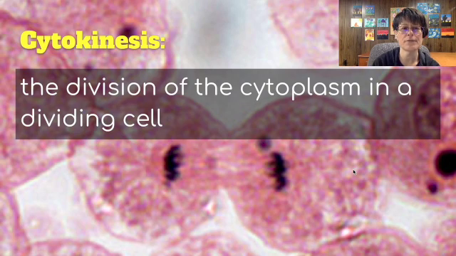Now, the last phase of the cell cycle, not part of mitosis, part of the cell cycle, is cytokinesis. This is the division of the cytoplasm in the dividing cell. And cytokinesis can actually start before mitosis is completely done. And we can see here in these animal cells that cytokinesis is taking place, and the cell membrane is pinching together and closing off the cytoplasm, and you can tell that two cells are going to form here.